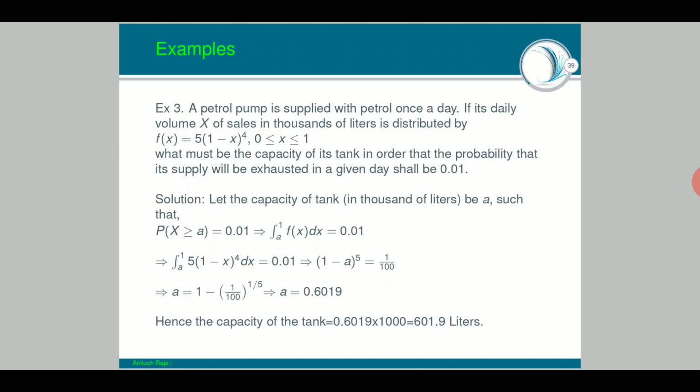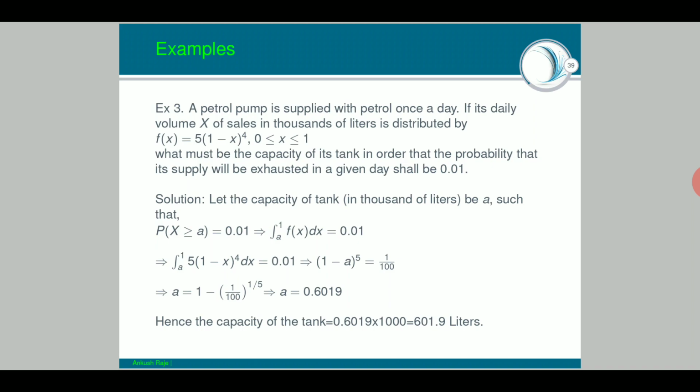Okay, so there is one petrol pump. If its daily volume in thousands of liters is distributed by f of x equals 5 into (1 minus x) whole to the power 4 between 0 and 1, what must be the capacity of the tank in order that the probability its supply will be exhausted in a given day shall be 0.01? We have to tell what the capacity of the tank should be so that the probability of the supply to that petrol pump getting exhausted is 0.01. It is a very beautiful question and a very real life question, I should say.